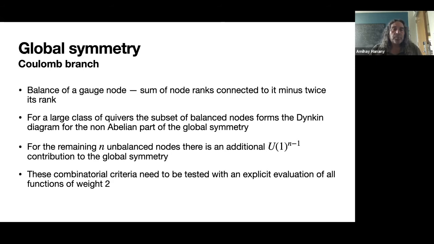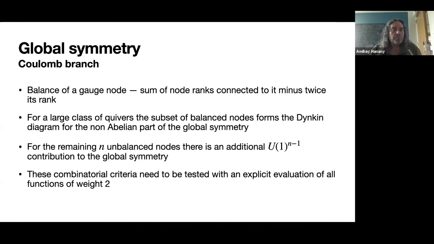Now, the way to identify the global symmetry would be to take, given a quiver, the subset of balanced nodes, they form a Dynkin diagram. And this is the Dynkin diagram for the non-abelian part of the global symmetry. Okay, so that's a very simple combinatorial criterion to extract global symmetry from Coulomb branches. And it may have been covered in other lectures or not, I'm not sure.